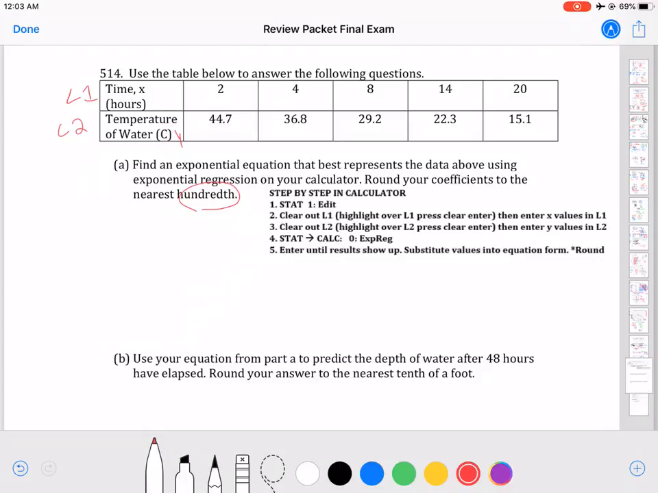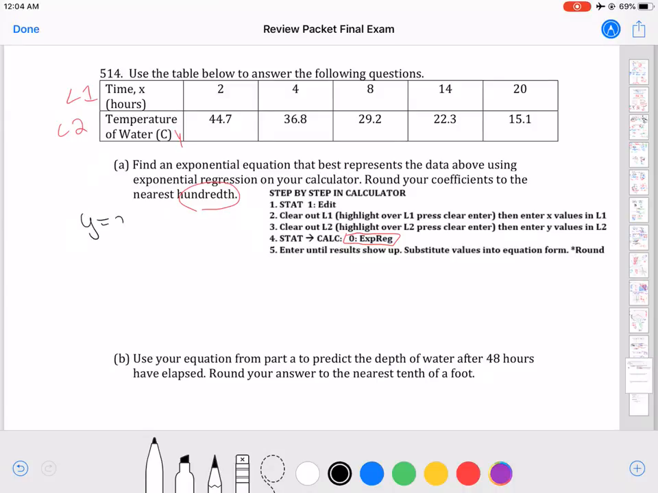So the same first steps, you're going to go back to that stat button, press enter for edit. Clear out your L1 and L2 the same way by highlighting over them and hitting clear enter. Type in your X values in L1 and your Y values in L2. If you need some time to do that, go ahead and pause. But step 4 is going to be to hit stat, scroll over to calc, and then go down to, instead of linear regression, hit exponential regression, choice 0.